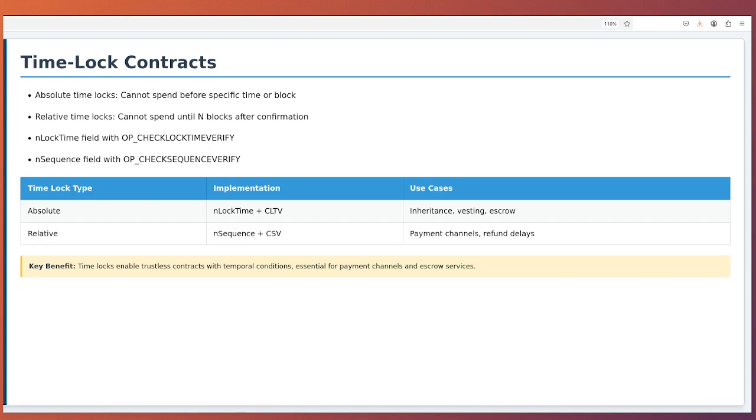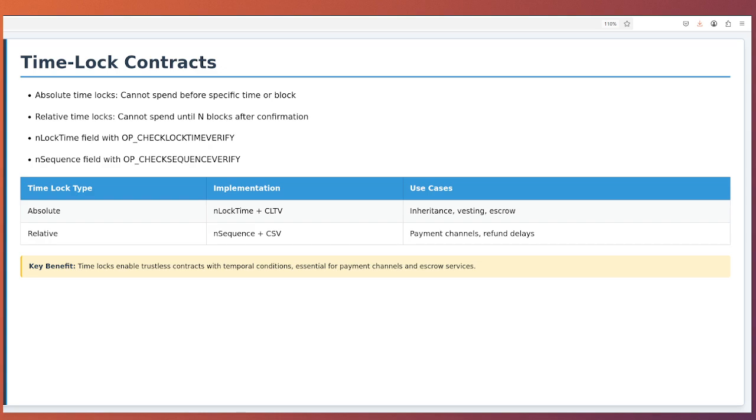Relative time locks specify a delay relative to when the output was confirmed on the blockchain. This is implemented through the nSequence field and the OP_CHECKSEQUENCEVERIFY opcode, abbreviated CSV. For example, you might create an output that can only be spent 144 blocks after it was confirmed, roughly equivalent to 1 day. Relative time locks are particularly useful in payment channels and state channels because they allow parties to establish time-based recourse mechanisms. These time lock features enable sophisticated contract arrangements that were previously impossible.